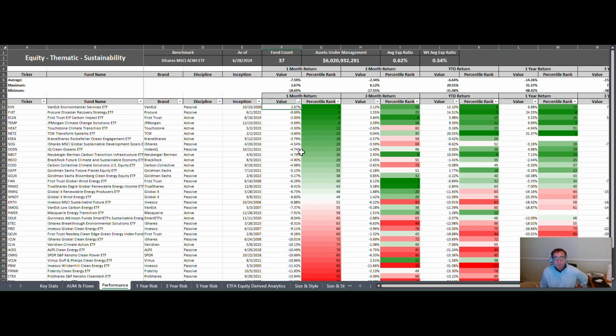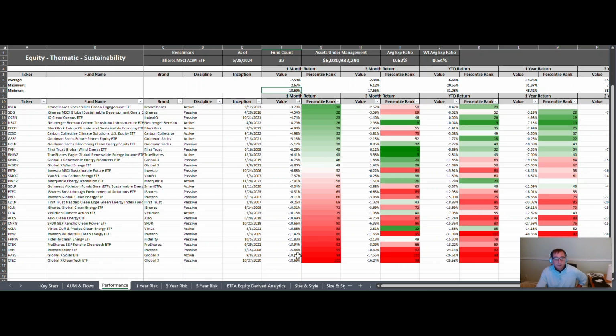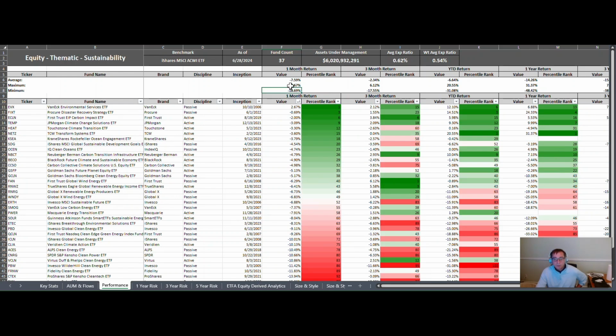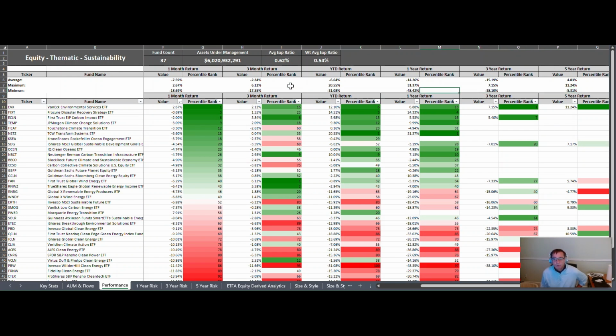The VanEck Environmental Services ETF was the only fund to post a positive return on the 1 month. And then the largest, biggest negative return was the Global X Clean Tech ETF, down 18.69%. So very large divergence of returns in this category. And you'll see if we go out a little longer time frames, that holds across the board.